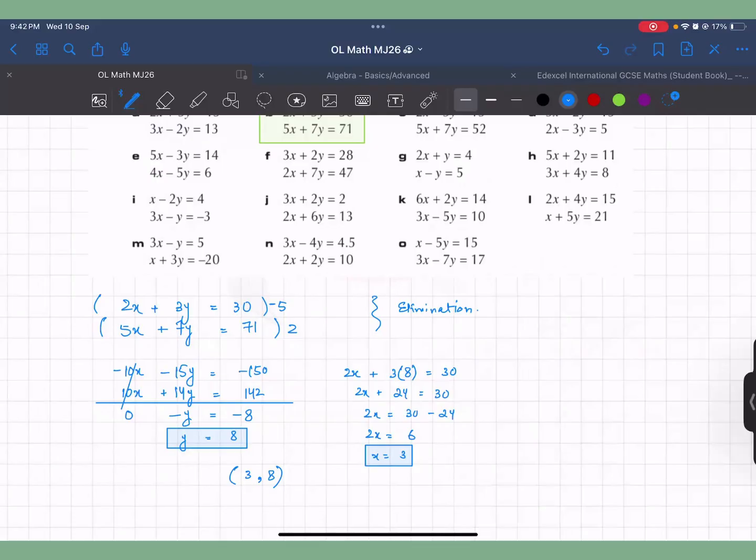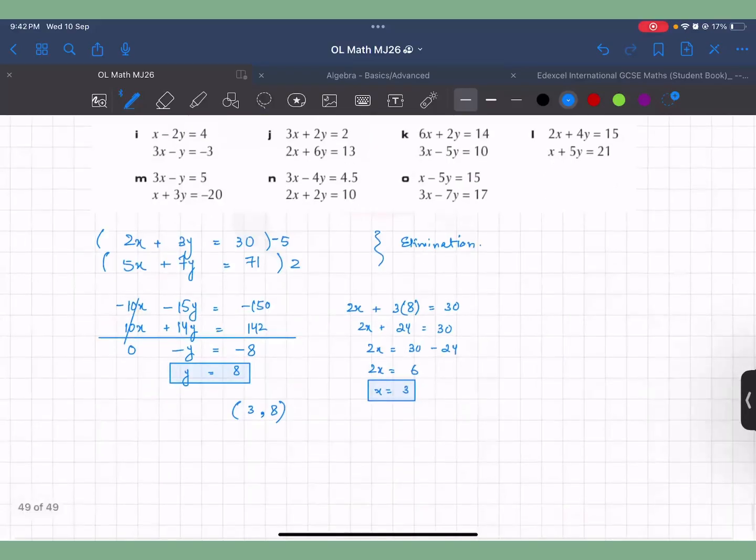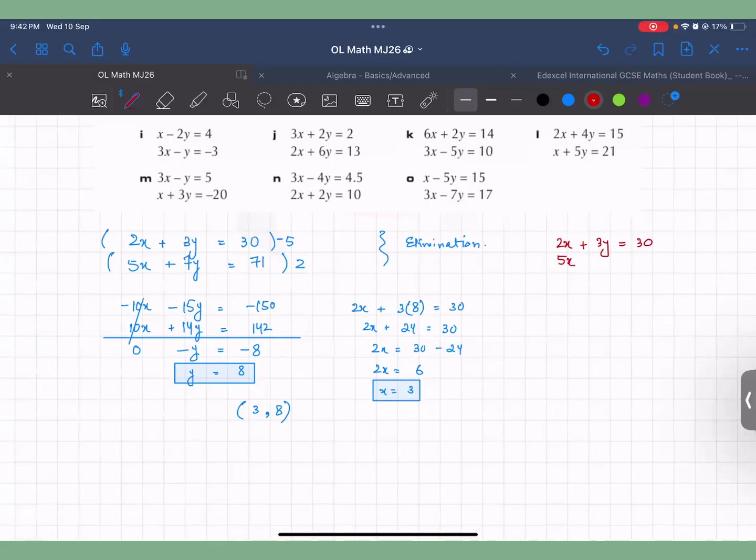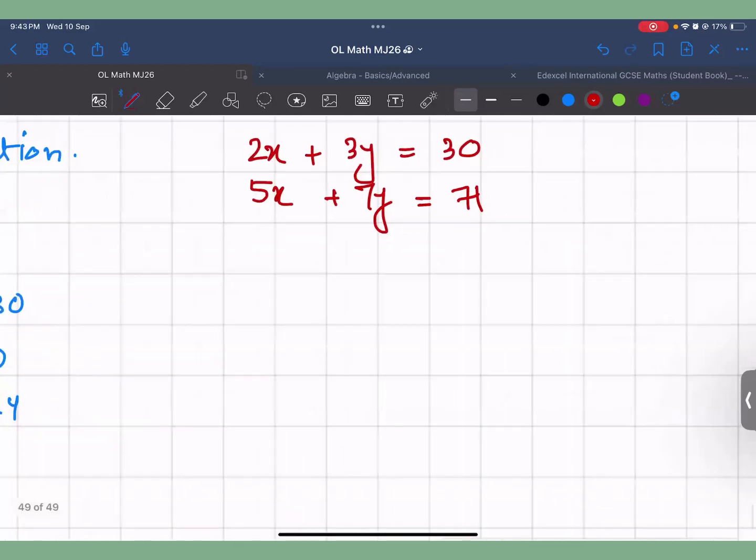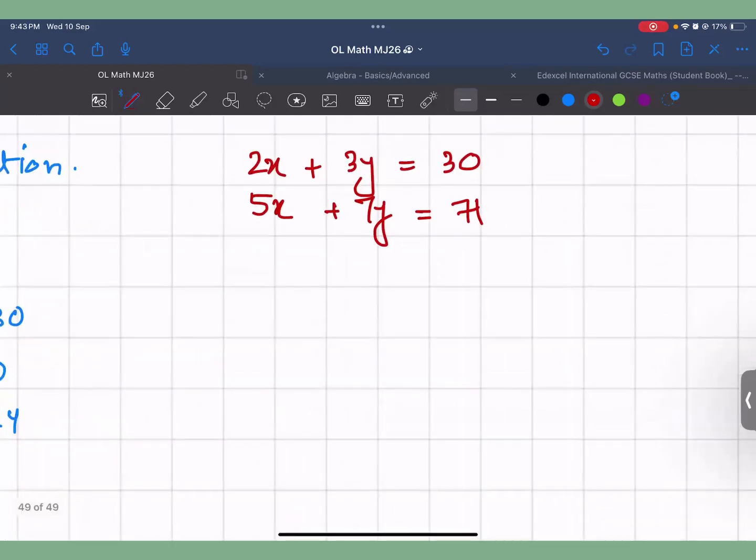For this one, if you want to do substitution, 2x plus 3y, it may be a bit complicated. I told you to take the variable with coefficient 1. You don't have any of it. You have 2x, 3y, 5x, 7y. There is no variable right now which has a coefficient 1. So you can choose any of the variables. I am choosing this. I make x the subject in the first equation.